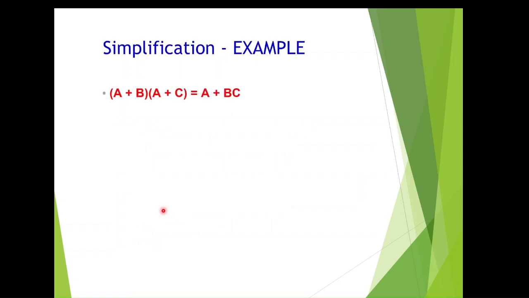Let us take the example (a + b)(a + c) and prove that it equals a + bc. That is simple because this is the distributive law. You may not be familiar with this distributive law because it is applicable only for Boolean algebra. Since a is common, a + bc is (a + b)(a + c). This is actually the distributive law and we can prove it also.